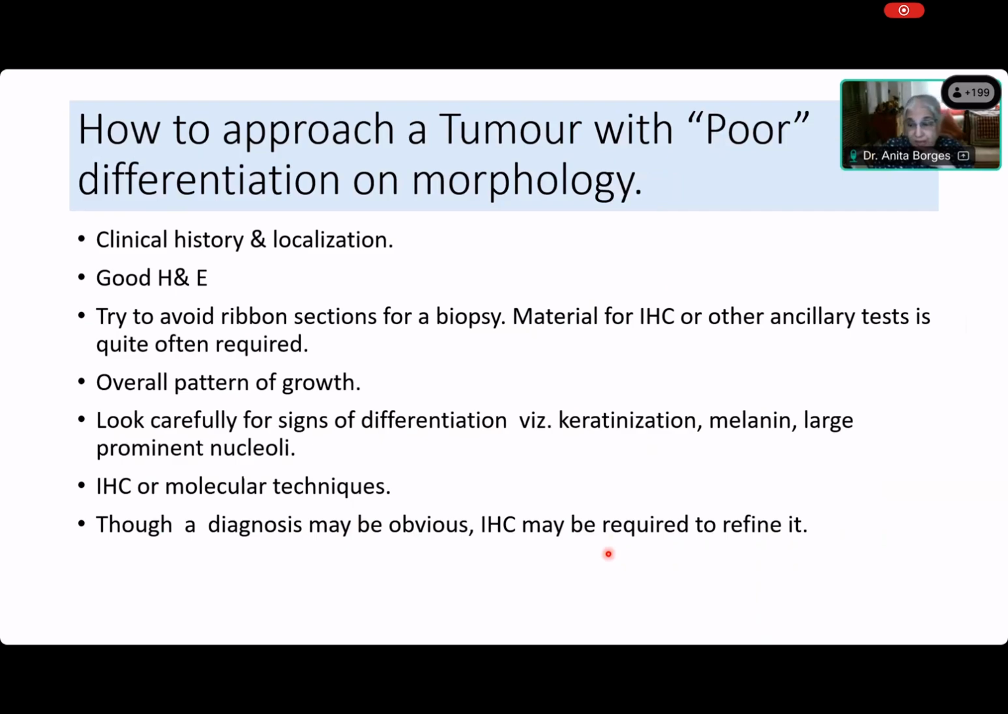You must look at the overall pattern of growth, and we did that, where we saw the nice nests in the previous case, so that you can then direct your immunohistochemistry in a particular way. We must look carefully for signs of differentiation. Okay, we can't call everything a poorly differentiated malignant tumor. Keratinization, melanin, large prominent nuclei, or any other signs of differentiation. And then, of course, you have to do immunohistochemistry or molecular techniques. Sometimes you may see some keratinization, some melanin, something or the other, but to prove that what you're seeing is not a figment of your own imagination, you may have to do immunohistochemistry anyway.